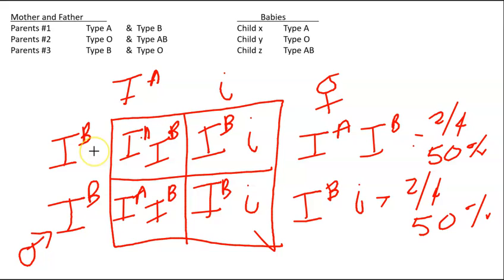So let's see what happens when mom is still a carrier for type A, and then dad is also a heterozygous carrier for type B. So let's erase this.